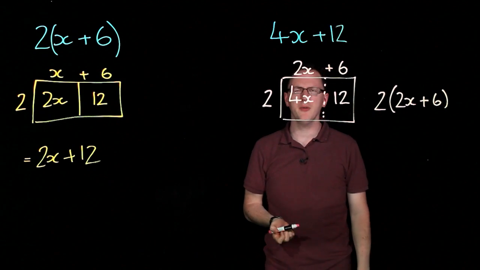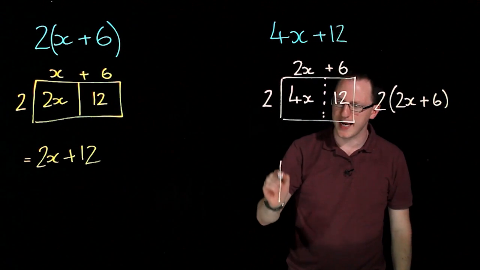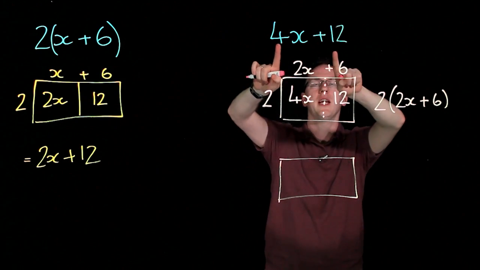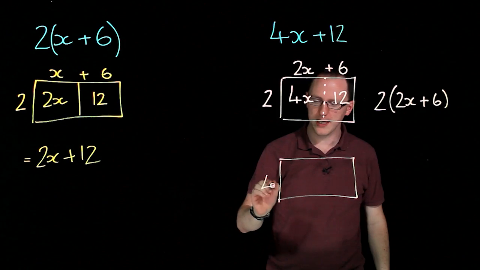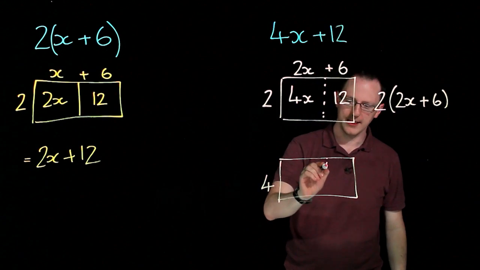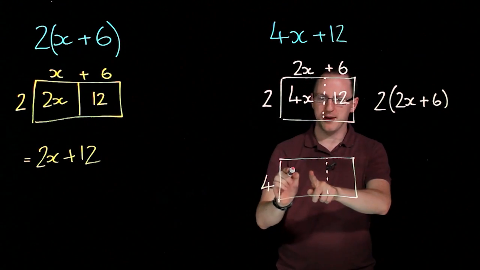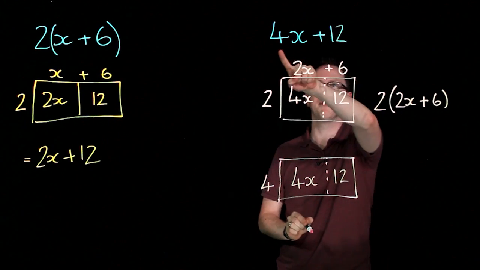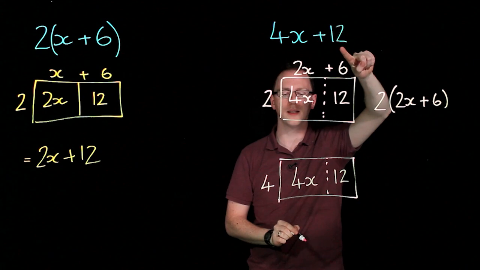But there's another way I could write that. This length instead could have been 4, because 4 goes into 4 and 12. So let me try that with 4. Again, I'm going to split this up. This area we want to be 4x, and this area we want to be 12. We get that from the expression we're trying to factorise.